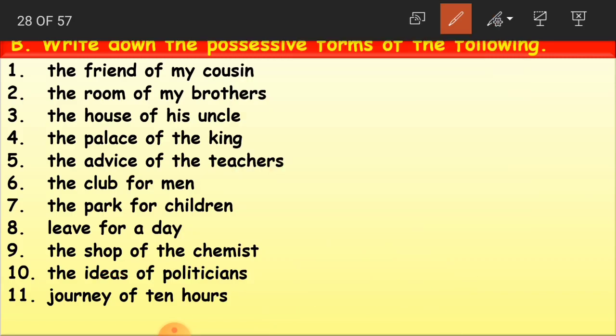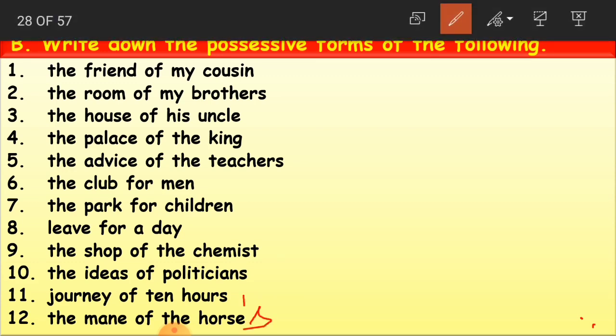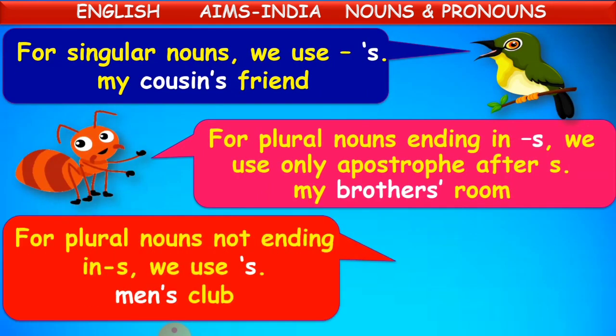Okay children, and the last sentence here. The mare of the horse. Horse again here is singular, so we have to make it possessive. The horse's mare. Again you have to put the apostrophe here and then write the remaining sentence. The horse's mare. Clear, children? So hope you have understood. Again I am just revising how you have to identify the singular and plural nouns and make them possessive.